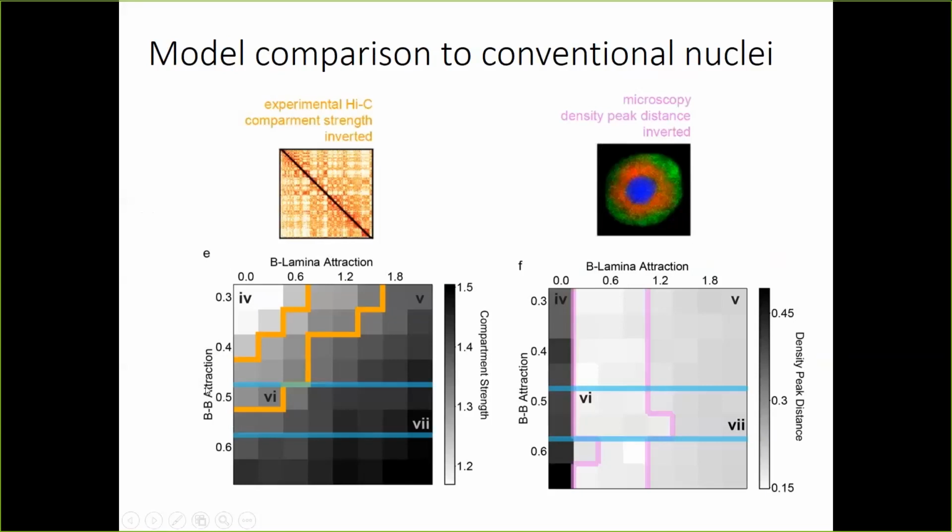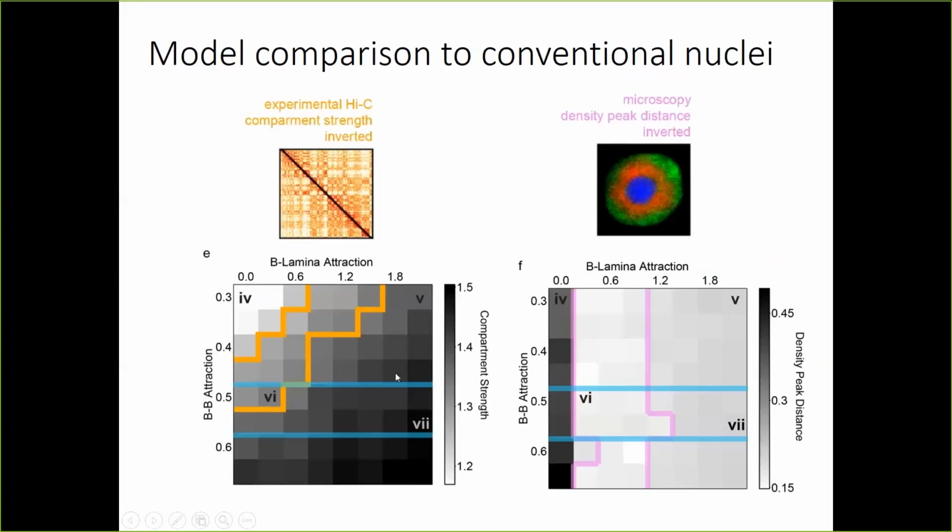Of course, there are two interesting variables: the B-lamina attraction and the BB attraction as well. And if you sweep both of those, what you find is that there's a spot in this parameter space where both microscopy and Hi-C agree with the model.